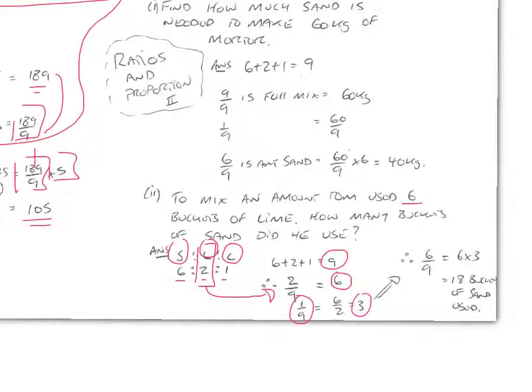And then we would need to know how many buckets of sand did he use. Well, the sand is 6 parts, 6/9. So we know what 1/9 is. So 6/9 must be our 1/9, which is equal to 3, times 6. So 6 times 1 over 9. And that's 6 times 3, that's 18 buckets of sand are used to keep the ratio maintained.